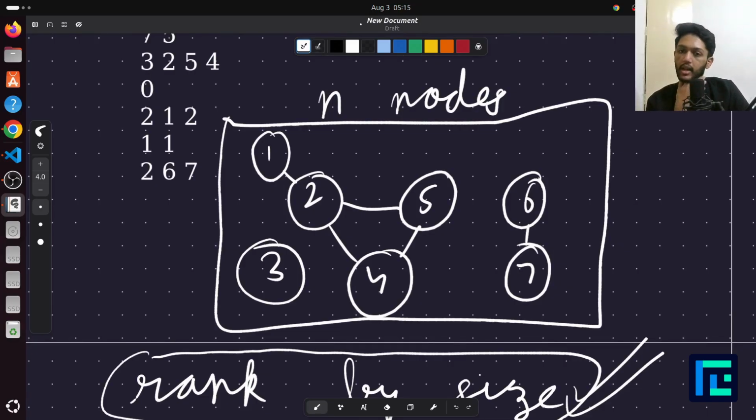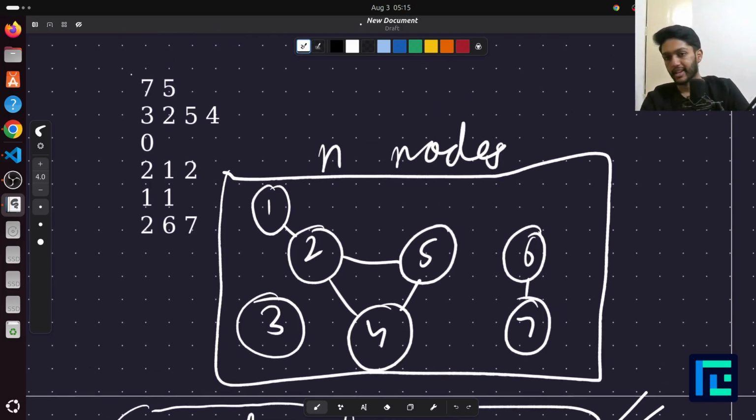But there is one caveat in this problem. There is one problem in my solution. What is the problem? I said that in my graph I will make an edge between every pair of people who are friends. So in this group, 2, 5 and 4 are friends, right? So I added an edge between 2 and 4, 2 and 5, and 5 and 4. So I added an edge between every pair of people. But that might give some problems.